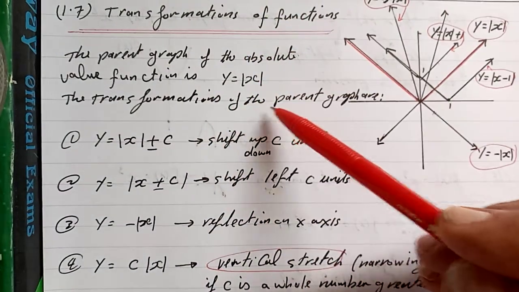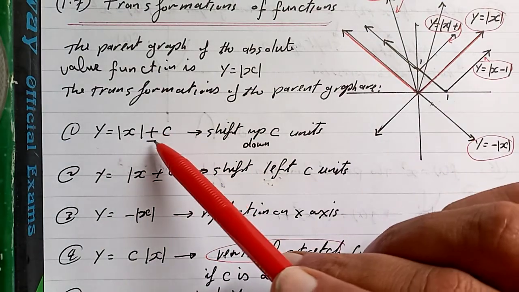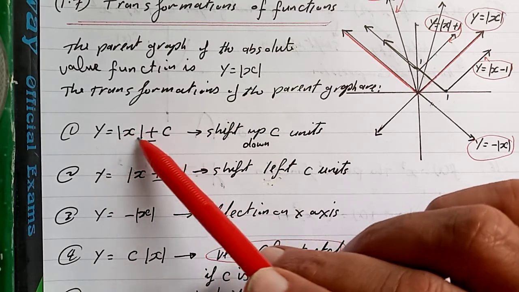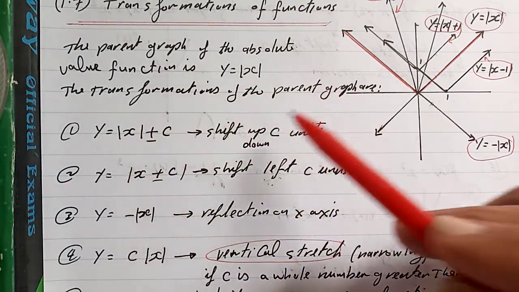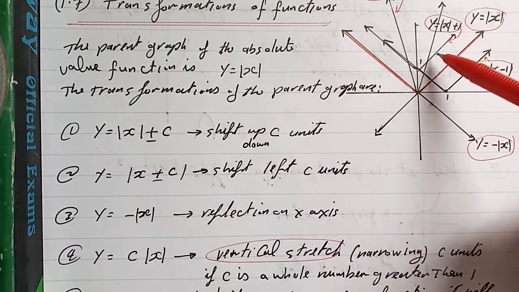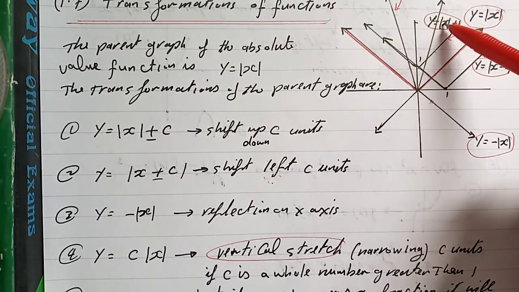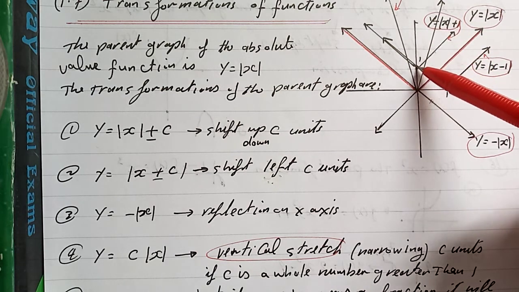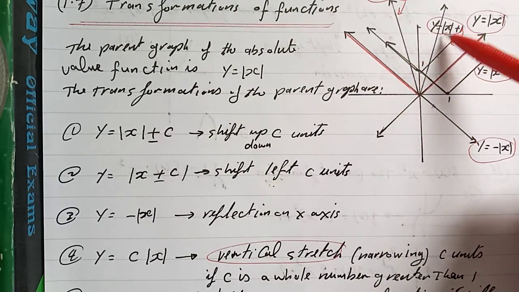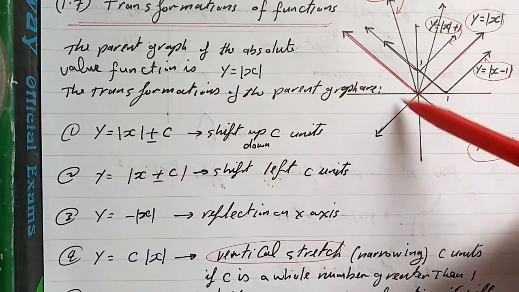And the transformations of this parent graph are: number one, if you add or subtract a number in addition to the absolute value of x itself, this makes a shift up or down, c units up or c units down, like this one. This is y equals absolute value of x plus 1, which means you raise it up 1. So it's a shift up 1. If it is absolute value of x minus 1, it will be here in this position.